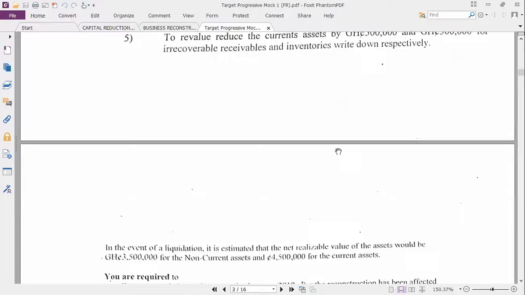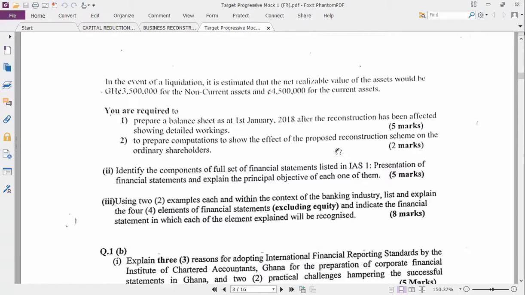The next note stated that in the event of liquidation, it is estimated that the net realisable values would be, no, we don't need net realisable values. We don't need NRVs. We need to revalue the amount, and we've done that. So it ends there. You don't need to touch them. You call them a trap. Good.